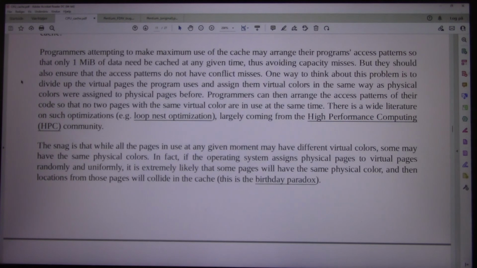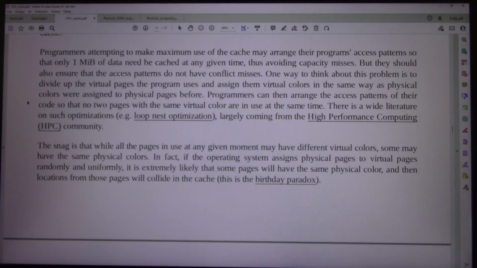One way to think about this problem is to divide up the virtual pages the program uses and assign them virtual colors in the same way as physical colors were assigned to physical pages before. Programmers can then arrange the access patterns of the code so that no two pages with the same virtual color are in use at the same time. There is a wide literature in such optimizations, for example loop nest optimization, largely coming from the High Performance Computing (HPC) community. The snag is that while all the pages in use at any given moment may have different virtual colors, some may have the same physical colors.